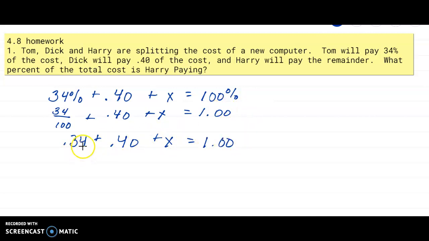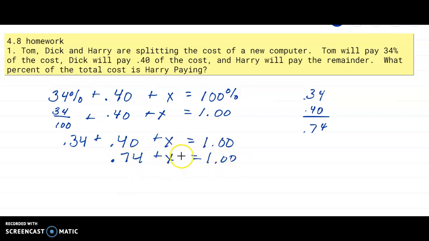Now I am going to solve. I have an equation to solve. I have to solve for x. So I'm going to combine any like terms. Well, I can combine 0.34 and 0.40, right? 0.34 plus 0.4 is 0.74. So then I have 0.74 plus x equals 1.00.